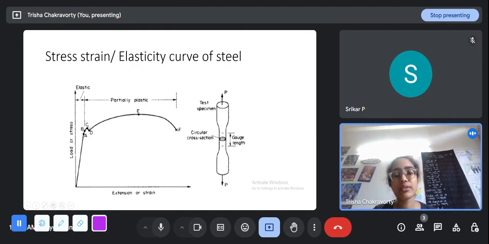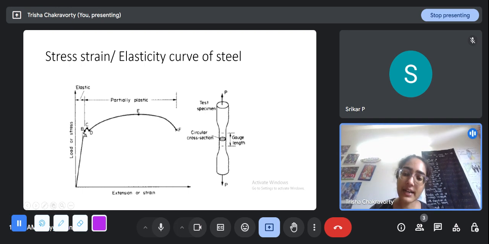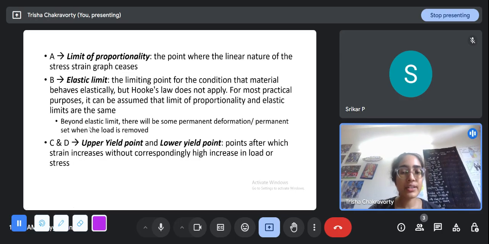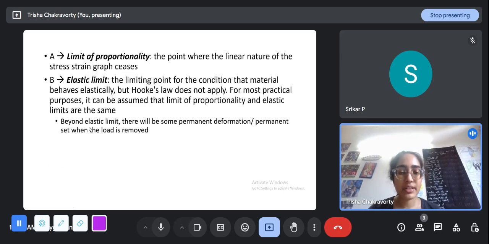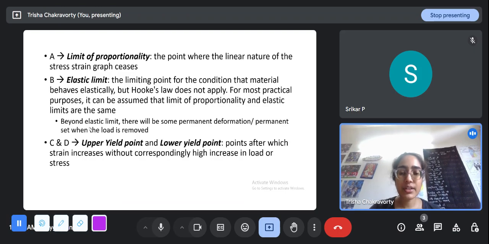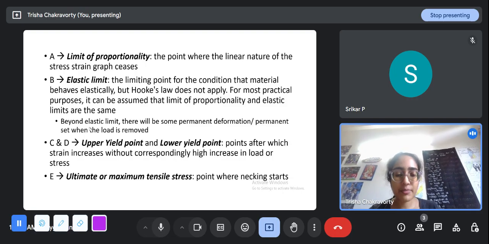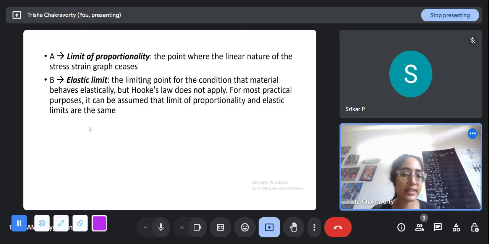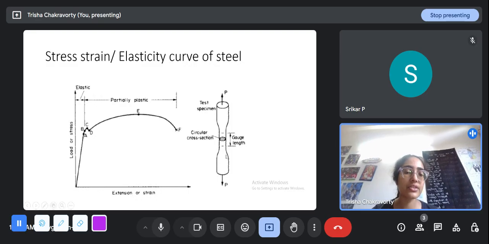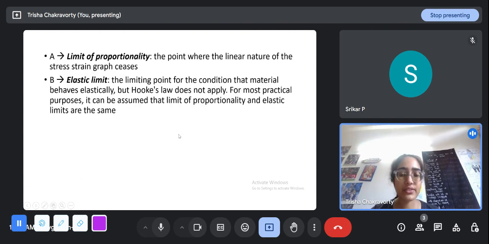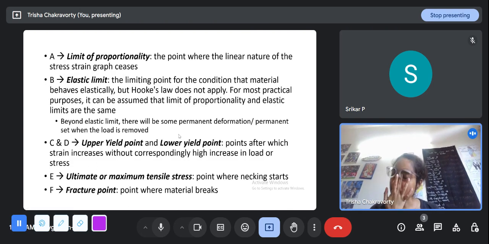And C and D are also very closely spaced, so we can just say there is one proportional elasticity point and one yield point instead of four points. Beyond the elastic limit, there will be some permanent deformation or permanent set when the load is removed. C and D are the upper and lower yield points, points after which the strain increases without a correspondingly high increase in load or stress. So the material becomes partially plastic, it starts to flow. E is the ultimate or maximum tensile stress, the point when necking starts. Necking is the phenomenon where the cross section area reduces sharply, and after that strain softening begins. So the stress falls with increasing strain. And F is the fracture point, the point when the material breaks.